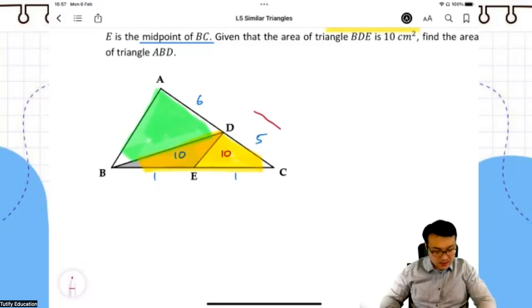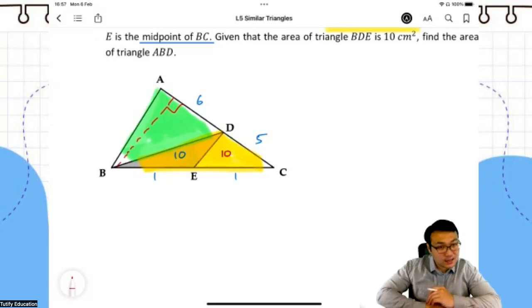Okay, let's use DC, okay? If DC is the base of the yellow triangle, AD is the base of the green triangle, then the height must be 90 degrees to the base. So let's draw a dotted line like this. So do you think that the yellow and the green triangle share the same height, Alistair?